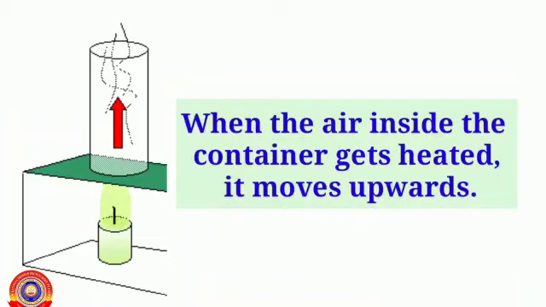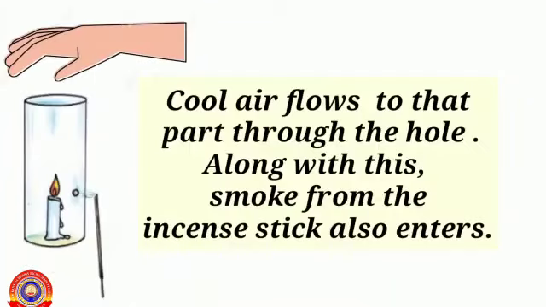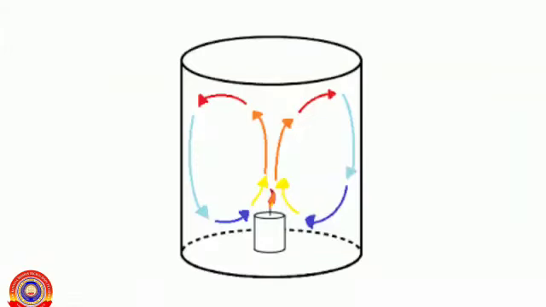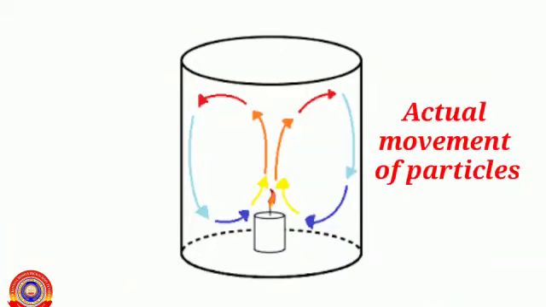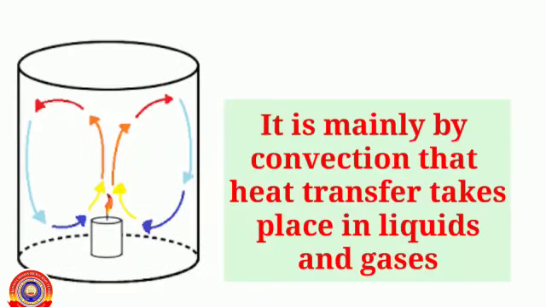When the air inside the container gets heated, it moves upwards. Cool air flows to that part through the hole. Along with this, smoke from the incense stick also enters. As in the case of liquid, here too heat is transferred from one place to another through the actual movement of particles. So we can conclude that it is mainly by convection that heat transfer takes place in liquids and gases.